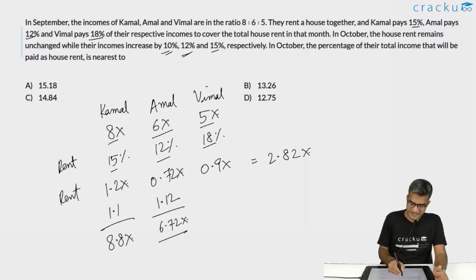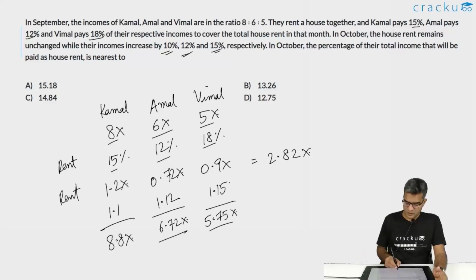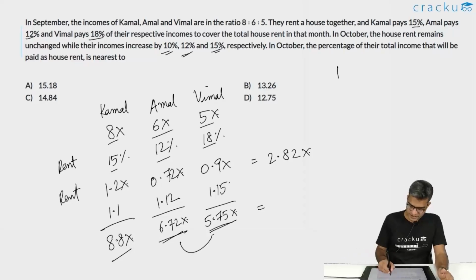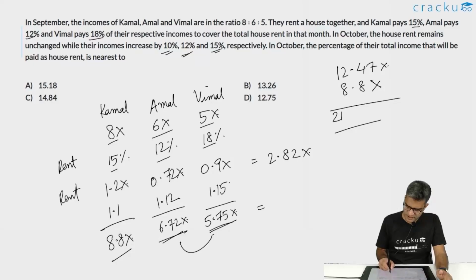And for Vimal, it increased by 15%. So we have to multiply it with 1 plus 15%, which is 1.15. So this becomes 5.75x. So what is their total salary now? The total salary is 8.8x plus 6.72x plus 5.75x. If you add both of them, we are going to get 12.47x. To that you add 8.8x. You are going to get 21.27x.